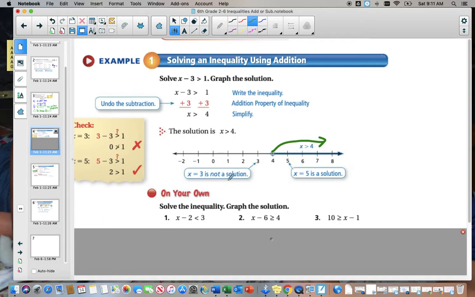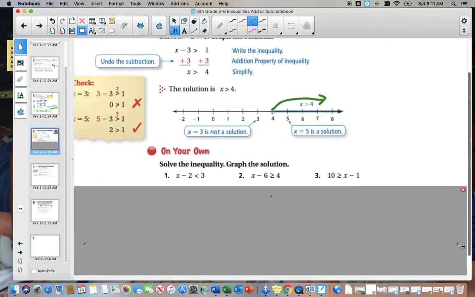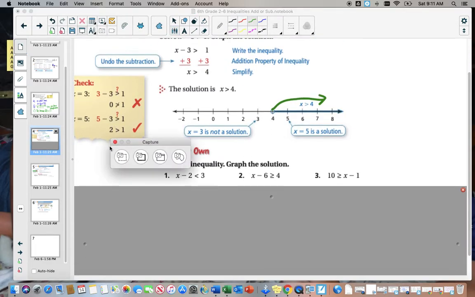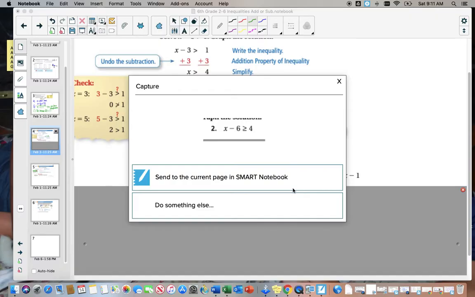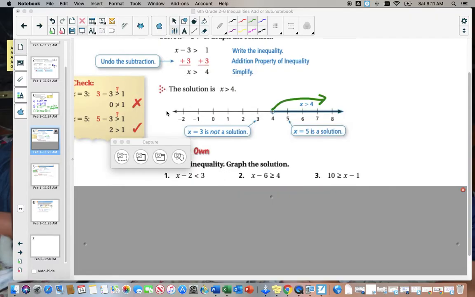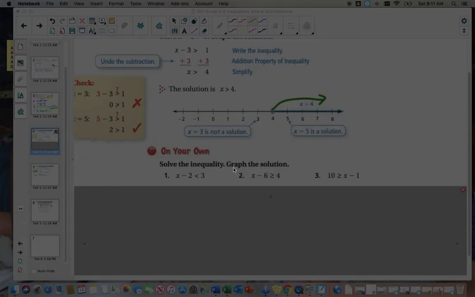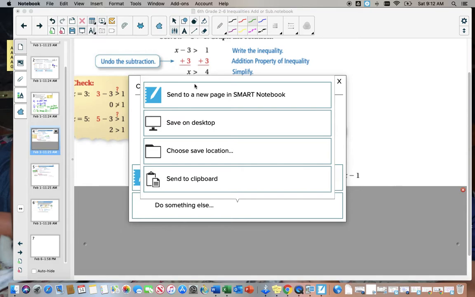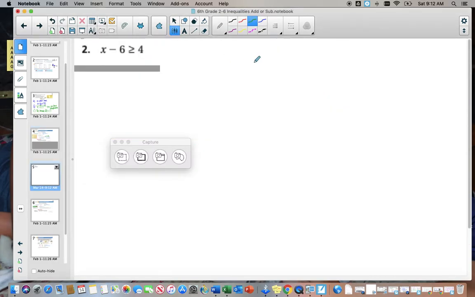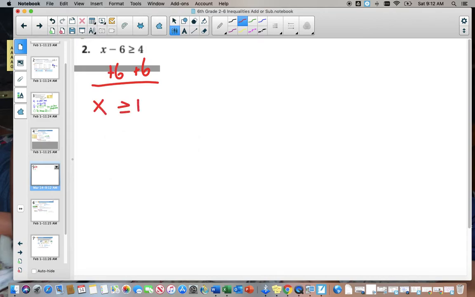Okay. And let's try another one down here. Let's try this one. X minus 6 is greater than or equal to 4. So then what we're going to do, we wanted a new page there. So then we are going to add 6 to both sides, and x is going to be greater than or equal to 10.